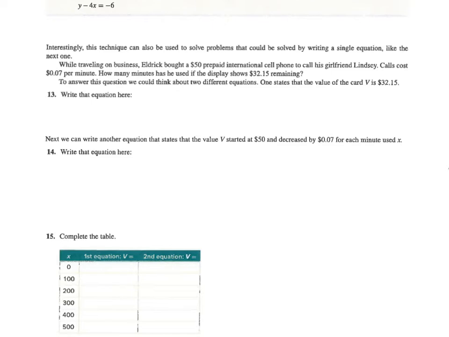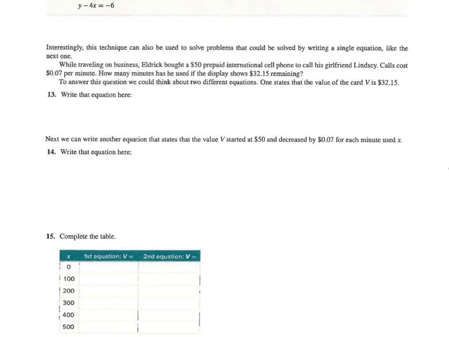While traveling on business, Eldrick bought a $50 prepaid international cell phone to call his girlfriend Lindsay. Calls cost $7 per minute. How many minutes has he used if the display shows $32.15 remaining? To answer this question, we could think about two different equations.